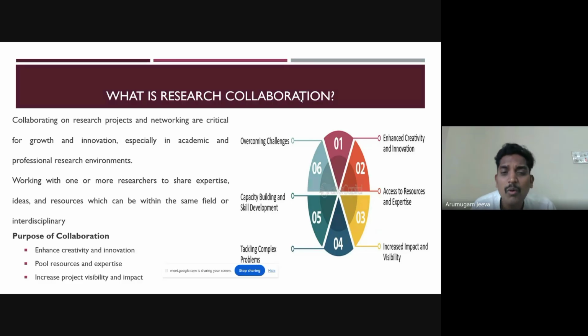What kind of collaboration are we going to do with that? The purpose of collaboration is very clear. We need to produce a proper output on our creativity, which really helps to enhance your innovation. And it helps to pool the resources and expertise. You are very good in various domain areas, but how will the outside world or the domain-based people come to know that? They will come to know only through collaboration with the people over there. And it really helps to increase the project visibility and impact.